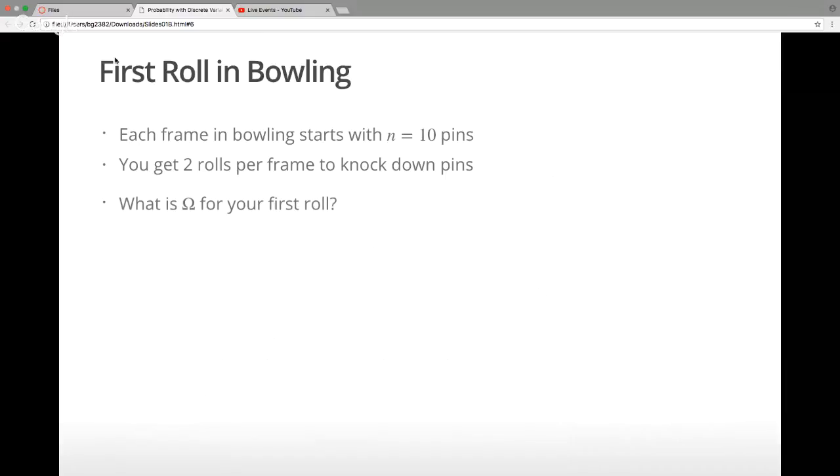So what would be the sample space for your first roll of a frame of bowling? There's the number 2. 0 to 10. Specifically yes, so 0 to 10 are the endpoints. And then what could be in the middle? Right, any integer between 0 and 10. That constitutes omega, the set of possible outcomes on the first roll.